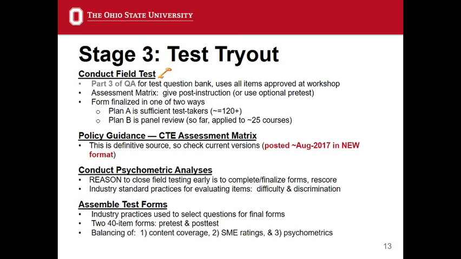We assemble the test forms. Again, we come up with 2 40-item forms, a pre-test and a post-test. We are balancing content coverage of that blueprint, instructor ratings, and the psychometrics of the items.